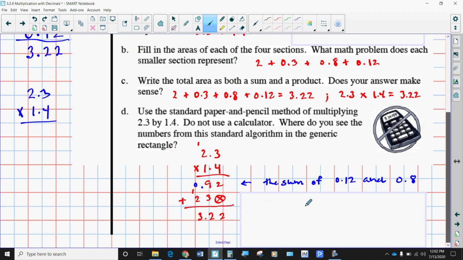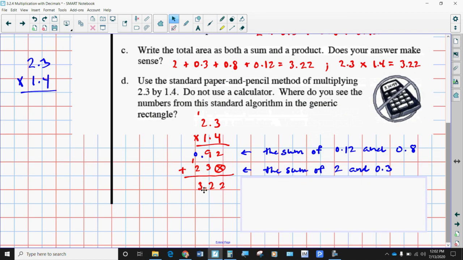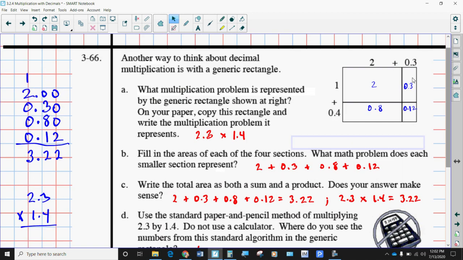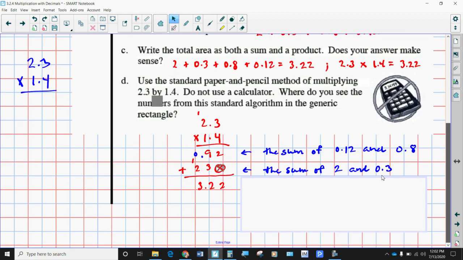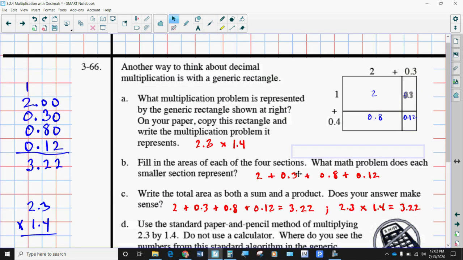And then this row is the sum of the 2 and the 3/10 that we had up at the top, right? The 2 and the 3/10. And we didn't put the decimal in, but it would go there. And then when you add straight down, that's how you're getting your 3 and 22 hundredths, okay? So if the generic rectangle helps you with this multiplication process, go ahead and use that as well, if that's the strategy that works best for you.